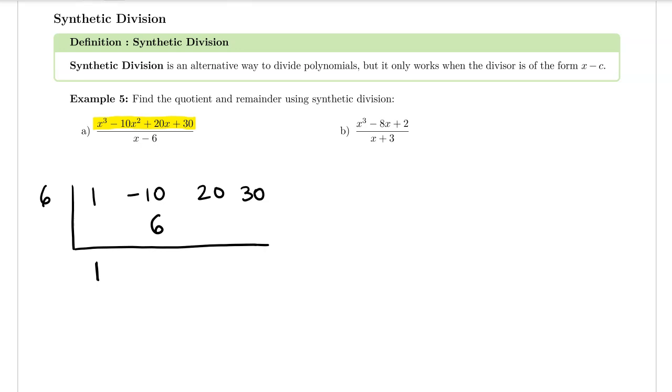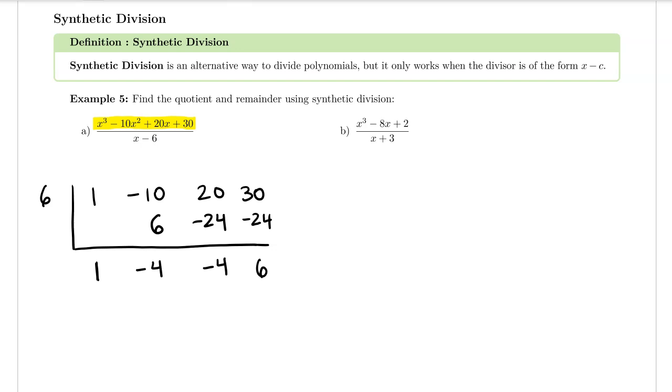And now we just repeat that pattern. We're going to add vertically, so negative 10 plus 6 is negative 4. And we're going to multiply diagonally. So now I want to multiply 6 times negative 4, which is negative 24. So now I want to add vertically, so 20 plus negative 24 is negative 4. And then once again, I want to multiply diagonally, so I'm going to multiply 6 times negative 4. That gives me negative 24. And then adding vertically gives us 6.